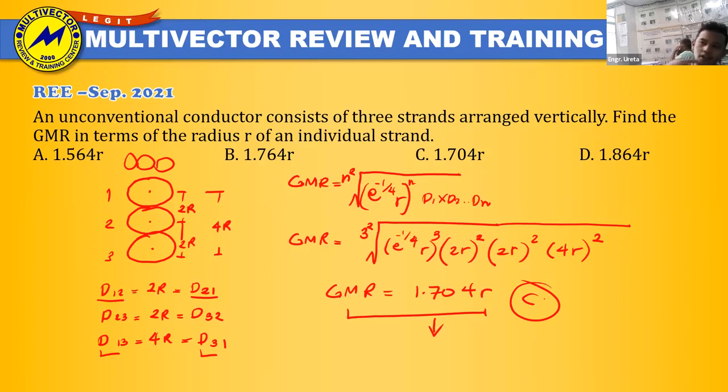Ngayon kung triangular or diamond, pero nakita nyo pa rin tong choice na to, huwag nyo nang pipiliin yun, kasi hindi yun yung tamang sagot. So for vertical and horizontal arrangement lang. Okay, so letter C, 1.704.